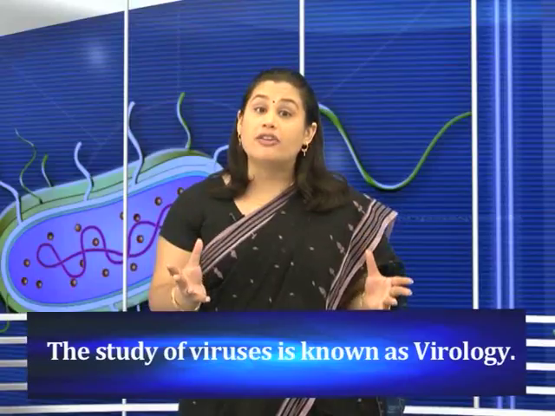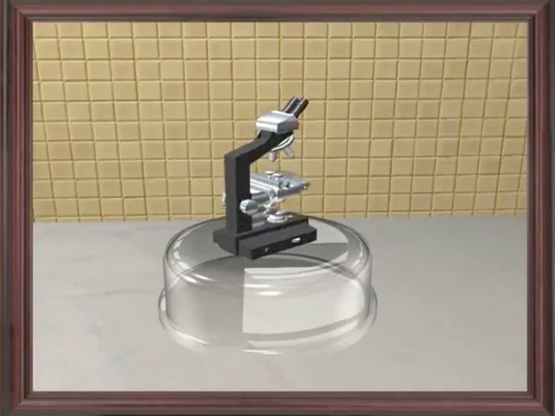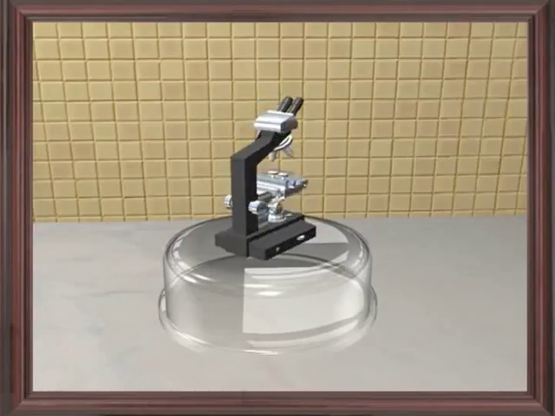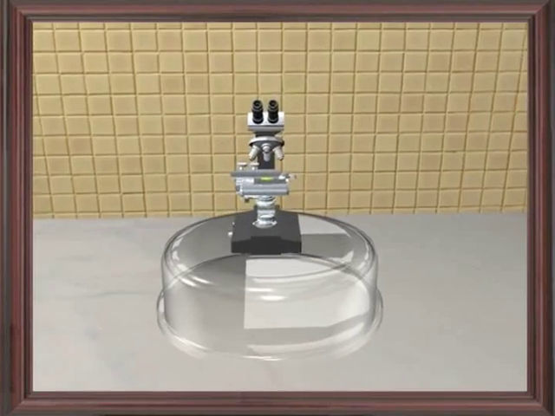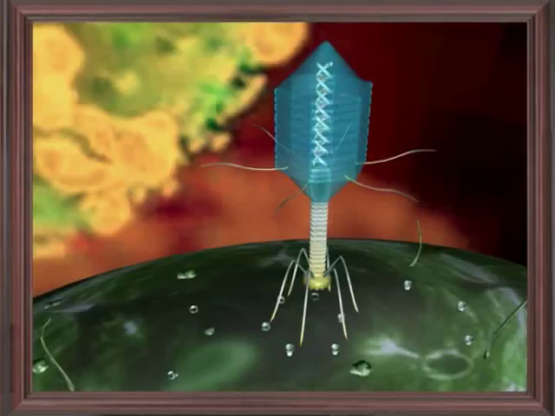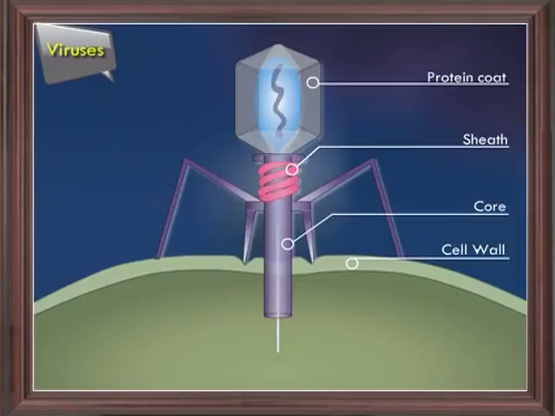First of all, we will study viruses. The study of viruses is known as virology. Viruses are the smallest possible microorganisms which are very simple in their structure and are visible only with the help of electron microscope. The structure of a virus is very simple. It has an outer coat made up of proteins, and inside this coat there is genetic material.